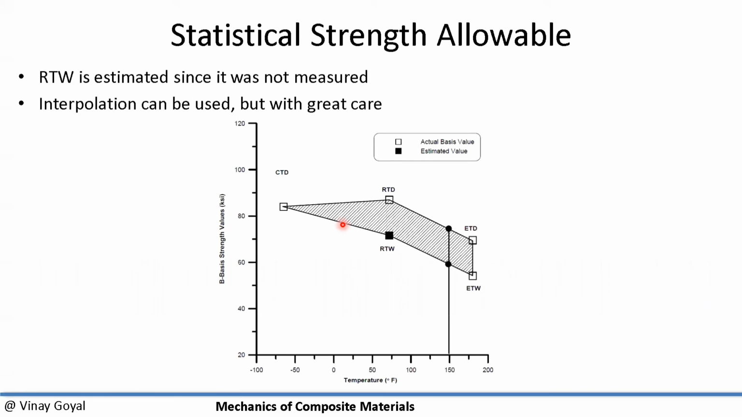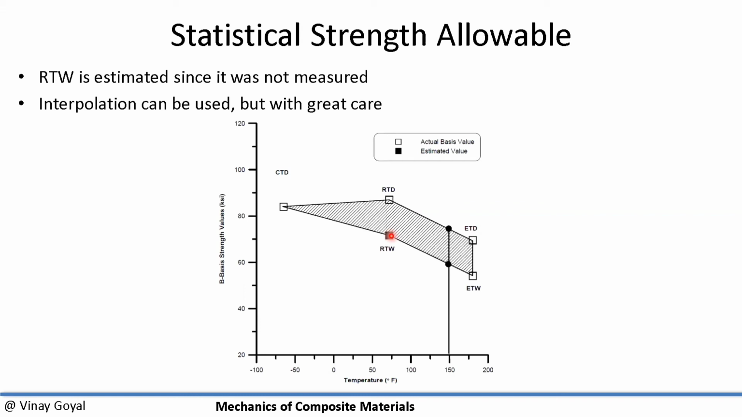So you're going to encounter situations where you need to estimate the value for a particular condition. Here what you see on the y-axis is the B basis strength. The x-axis has temperature. And I want to figure out the value at this point. So you could estimate that. I measure this one, this one, this one, this one. Just draw a line from this one to this one and make this line parallel to these two, so that we can get this point here.